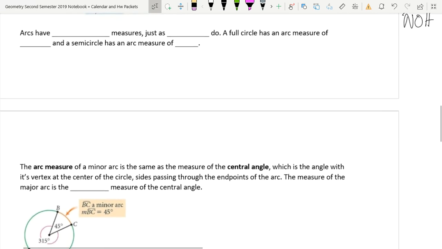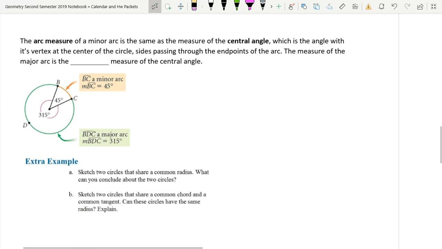We can actually measure arcs too. Arcs have angle measures or degree measures, just as angles do. So you can say the measure of this arc is 40 degrees, or the measure of this arc is 50 degrees. And a full circle has an arc measure of 360 degrees. And a semicircle or half a circle has half of that, 180 degrees.